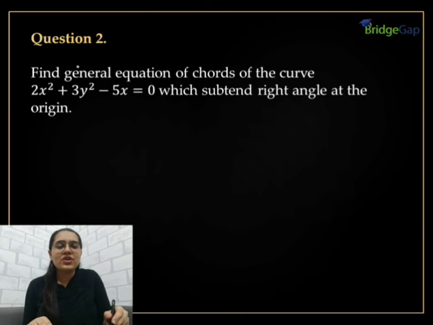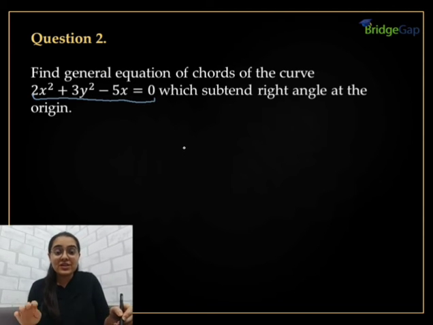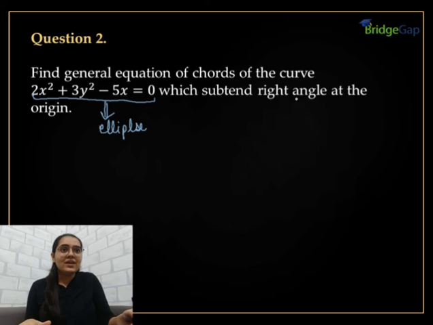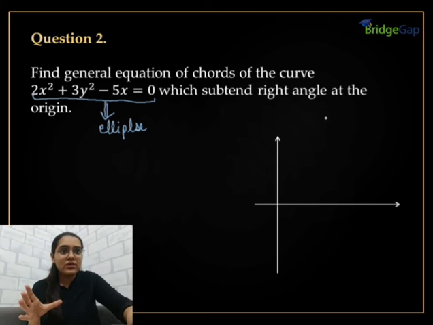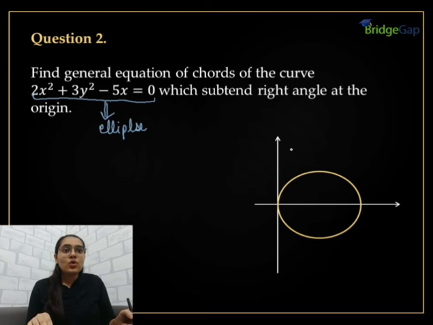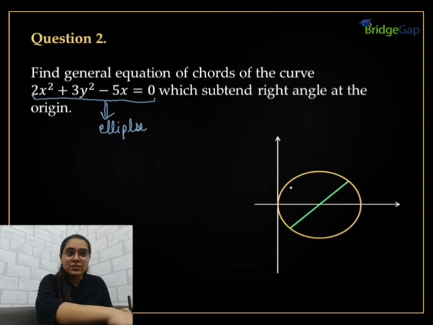See, find the general equation of chords of the curve. This is the curve, and you have to find the general equation of the chord. Now what does this equation represent? If you know, then this equation represents an ellipse. Okay, now the chords which subtend a right angle at the origin. That means this is the curve, and a chord of this curve, let's say this is the chord. Now this chord is such that it subtends a right angle at the origin. It is necessary. The angle should be a right angle.